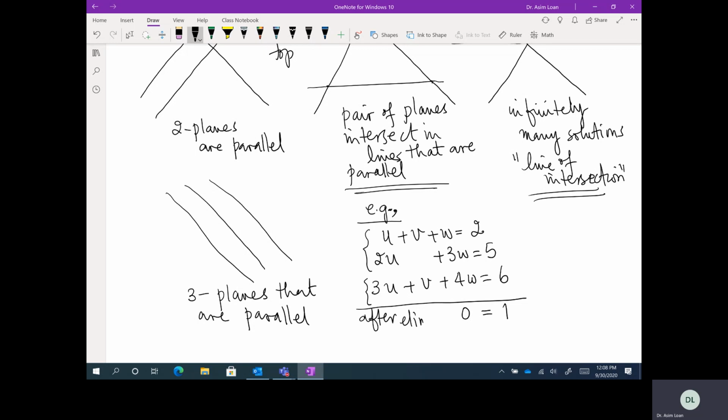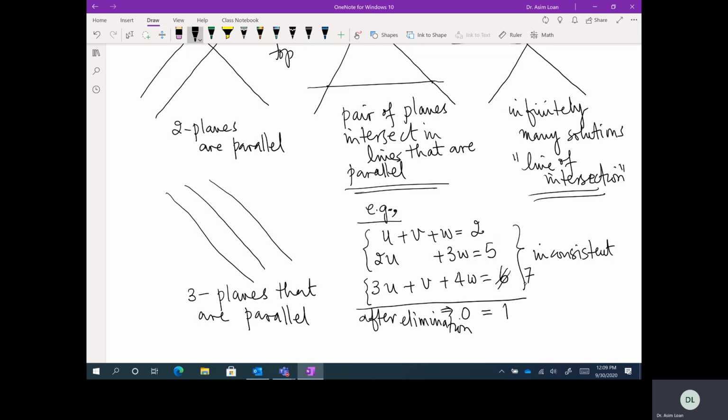After elimination, this is what I get. 0 is equal to 1. So obviously it's an inconsistent system. What happens if I change this 6 to a 7?